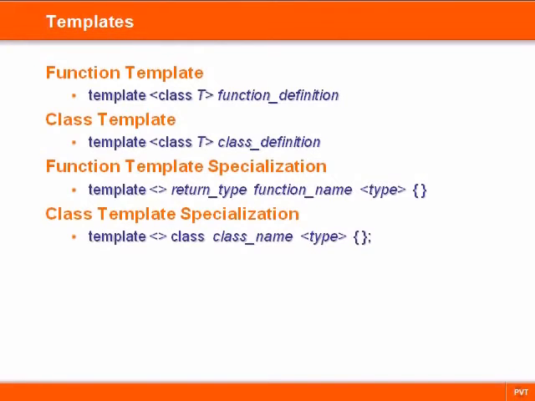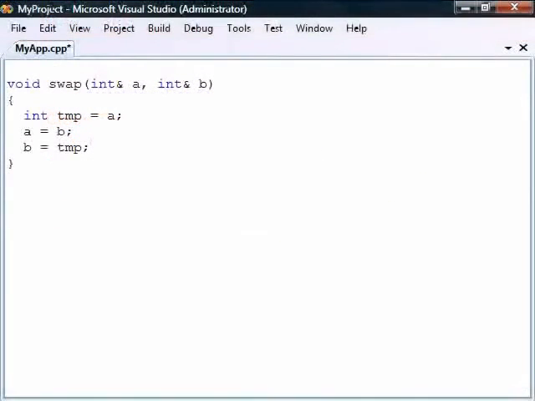Templates provide a way to make a class or function operate with different data types without having to rewrite the code for each type. First, we'll look at function templates. In this example, we have a function that swaps two integer arguments.